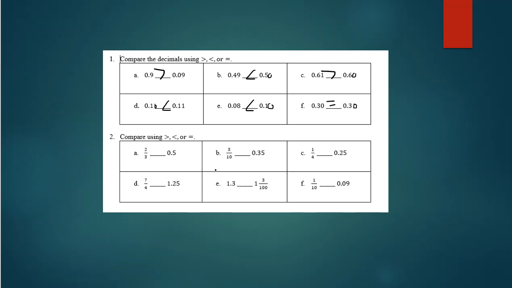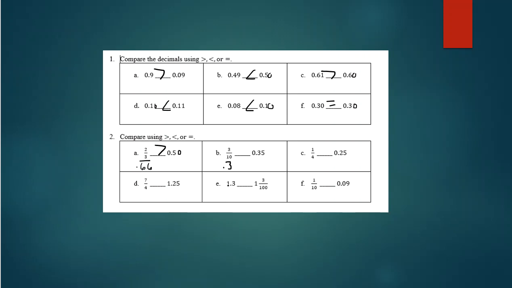Okay, on the next one, compare using greater than, less than, or equal. And we have fractions and we have decimals. So we need to change the fractions to decimals and then we can compare. So 2/3, we've done this one a lot so far in this unit, is 0.66 repeating. So that's rounded to the hundredths would be 67 cents. That's going to be bigger than 50 cents.